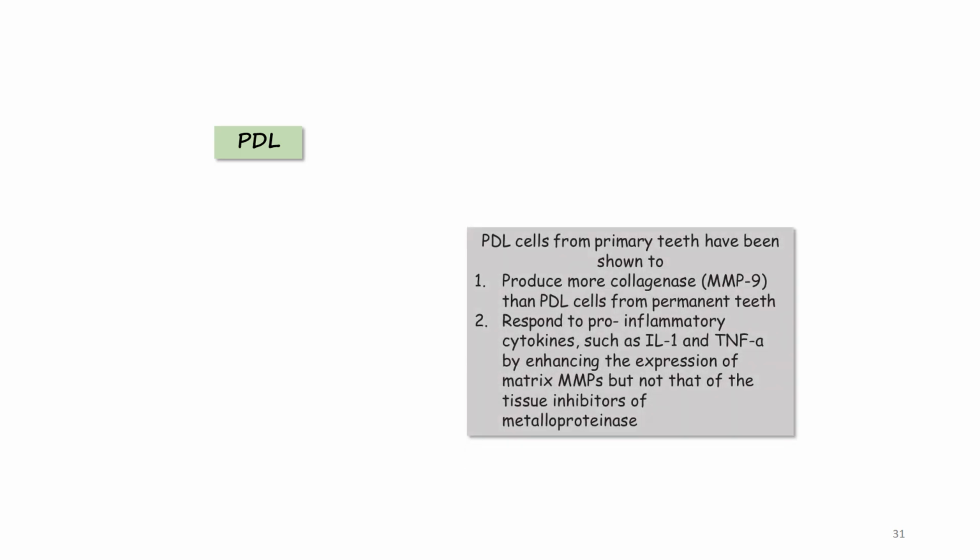Interestingly, differences have been noted in the composition of the PDL cells of the primary and the permanent teeth, which may explain, in part at least, the increased susceptibility of primary teeth to resorption. The main differences include that the PDL cells of the primary teeth produce more matrix metalloproteinase 9 when compared to their permanent counterparts. Also, these PDL cells respond more to pro-inflammatory cytokines such as interleukin 1 and TNF alpha, which eventually enhance the MMPs but not the tissue inhibitors of MMPs.